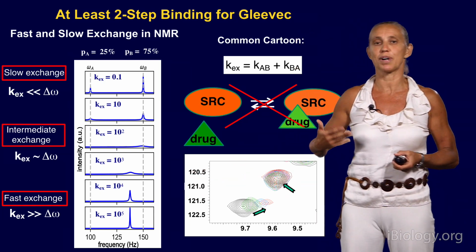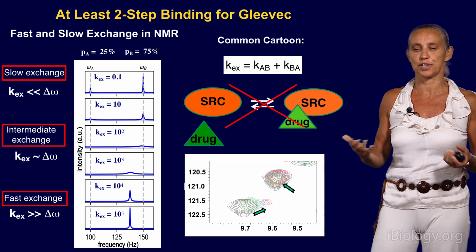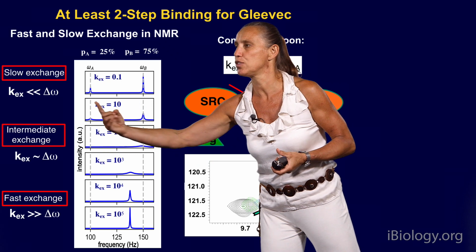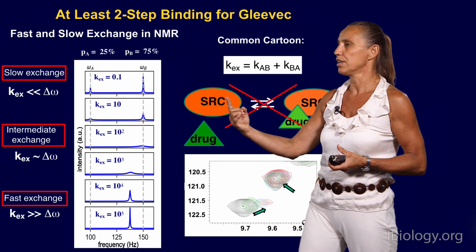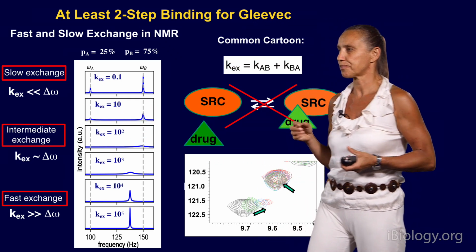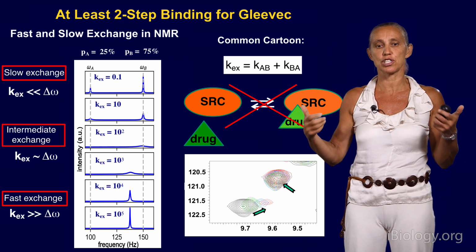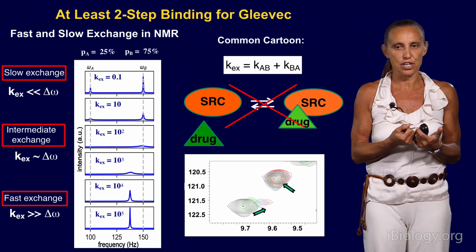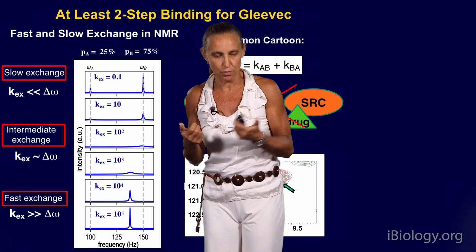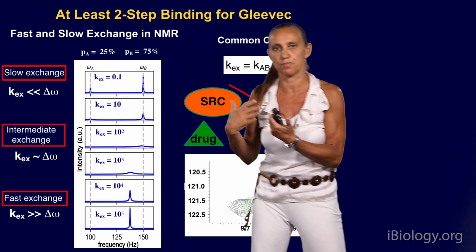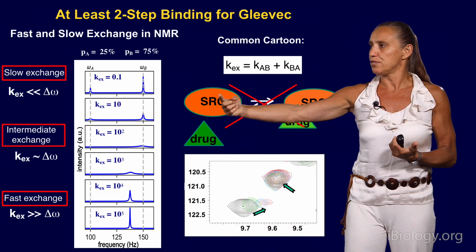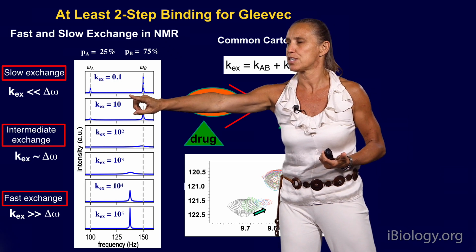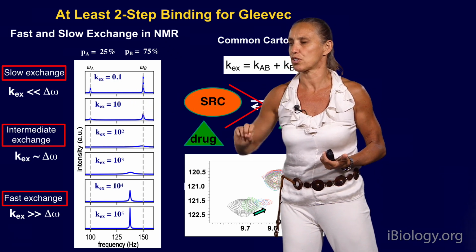the spectroscopic behavior of an NMR spectrum relative to the time scale of binding events. If we have an interconversion between two states, for instance the free state and the bound state, and the interconversion rate is very slow on the NMR time scale, I would see that state over here, and I would see that state over there. So I would get a peak for the free state and a peak for the bound state. We call that slow exchange on the NMR time scale. The difference in frequency is much larger than the interconversion rate.